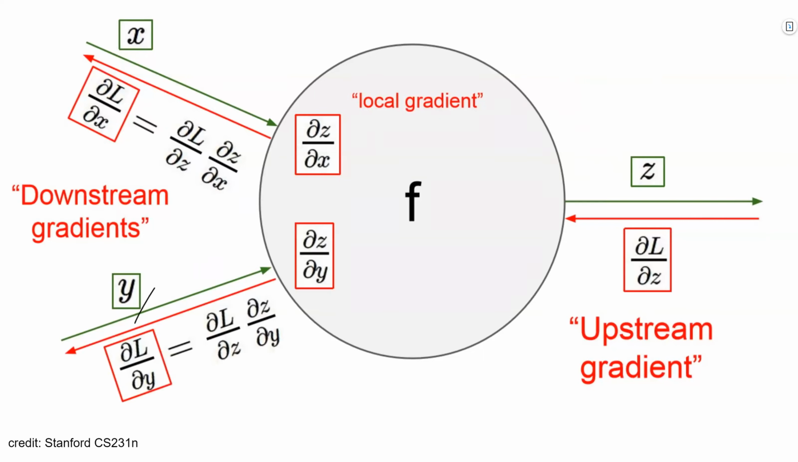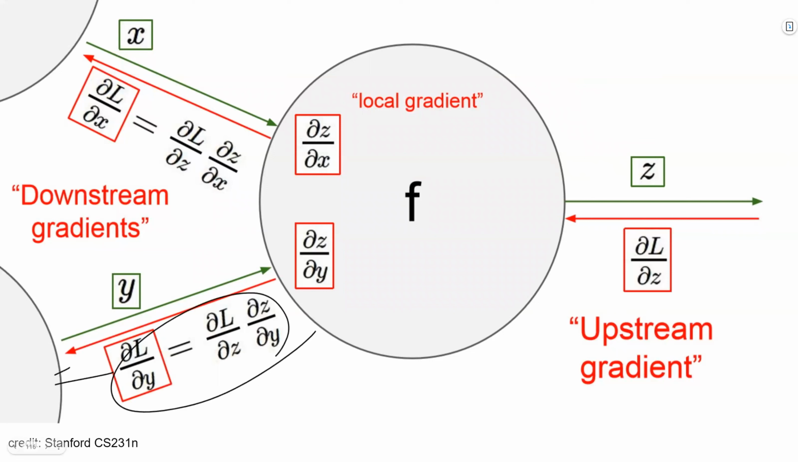For y, we do the same thing. And this gradient becomes the upstream gradient for the next step. It was originally a downstream gradient. However, it becomes an upstream gradient for the later layers.